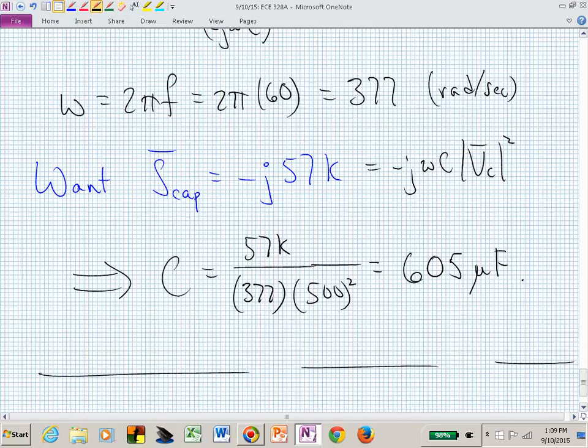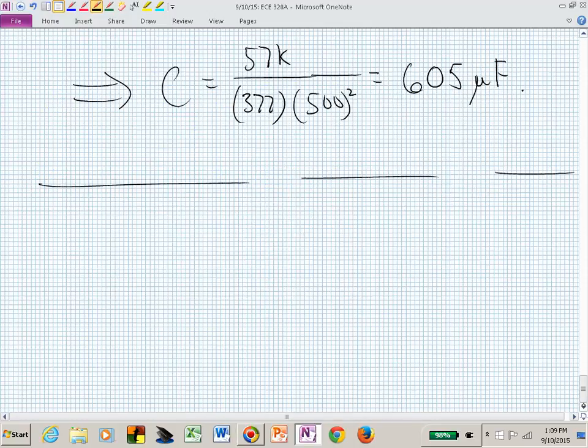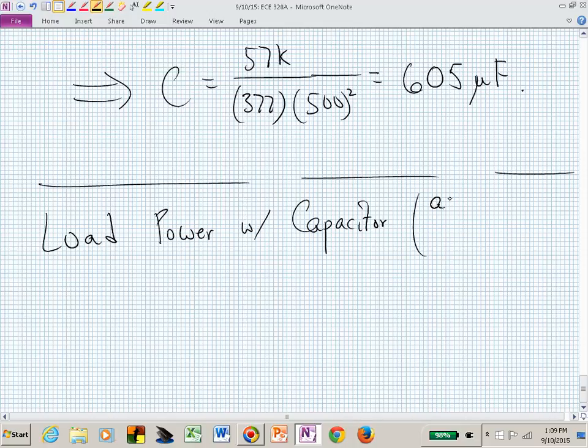Let's now look at what that does to us and see if we can then understand the benefit of why we did this power factor correction. Let's look at the load power incorporating this capacitor. And so I'm saying after power factor correction.